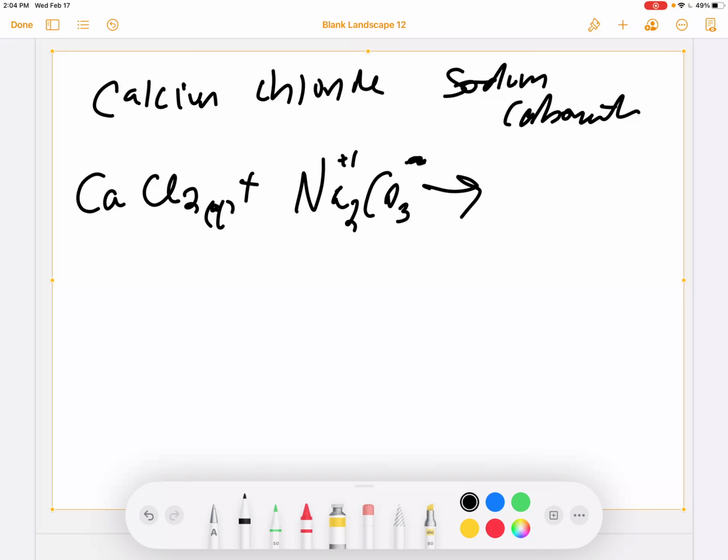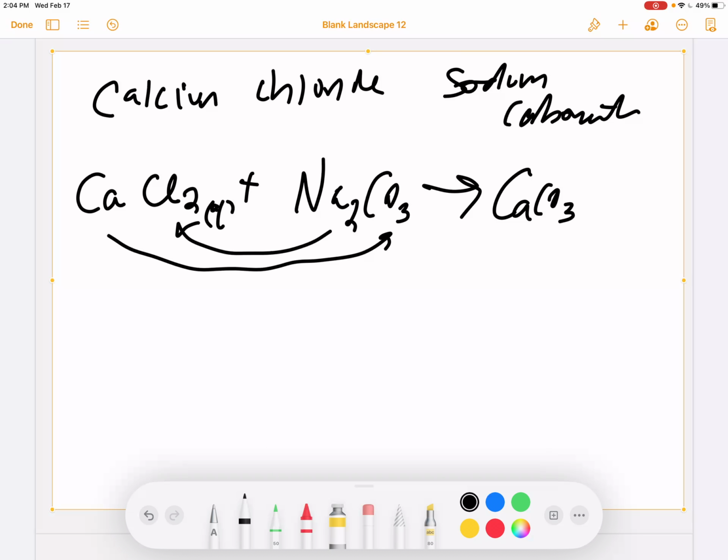Now, a metathesis reaction happens when they both exchange. So it becomes CaCO3 and NaCl. Now I'm going to check the numbers. Ca is positive 2 and CO3 is negative 2, so they cancel out, and we don't have to put any numbers on the bottom. Na is positive 1, Cl is negative 1, so they cancel out, and again we don't have to put any numbers. So these are our products.